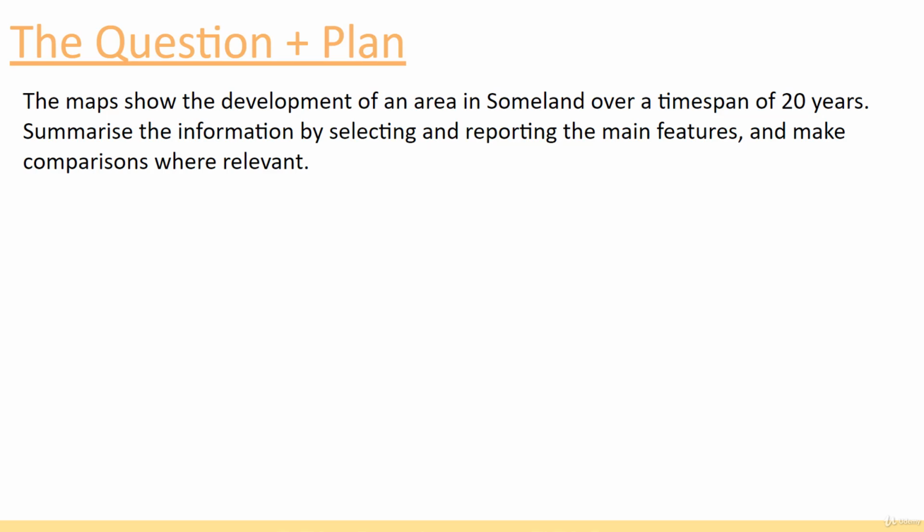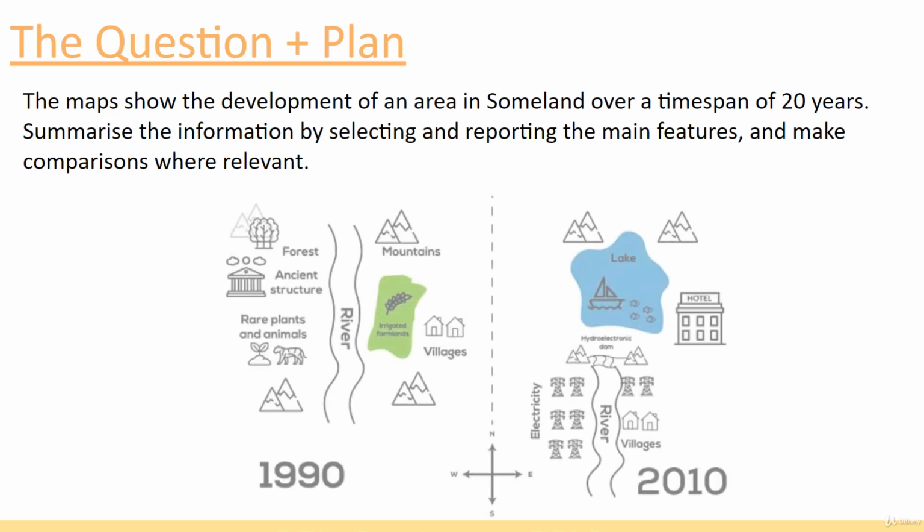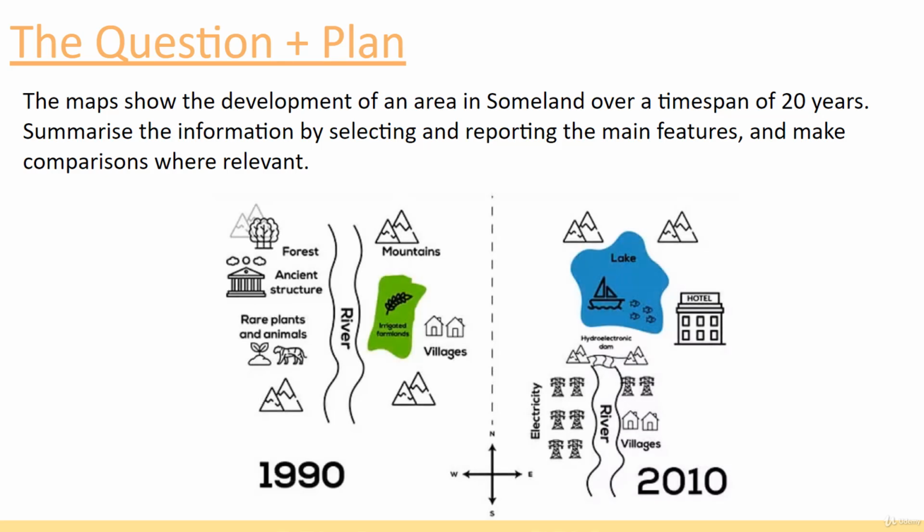So I'm assuming this question will have more than one map, it must do, and a time span of 20 years. So let's take a look at this map now. Okay, so we can see 1990 on the left and 2010 on the right. So let's take a look at the early map.